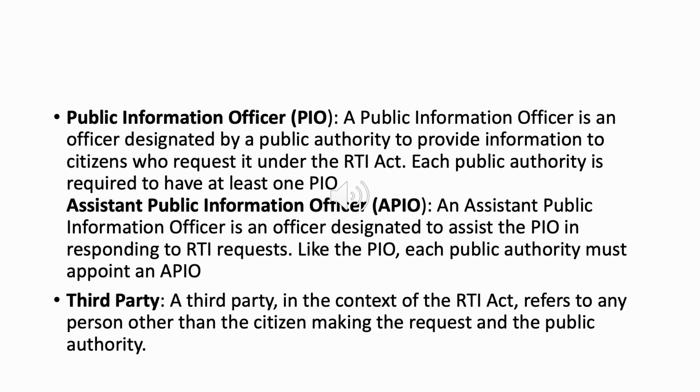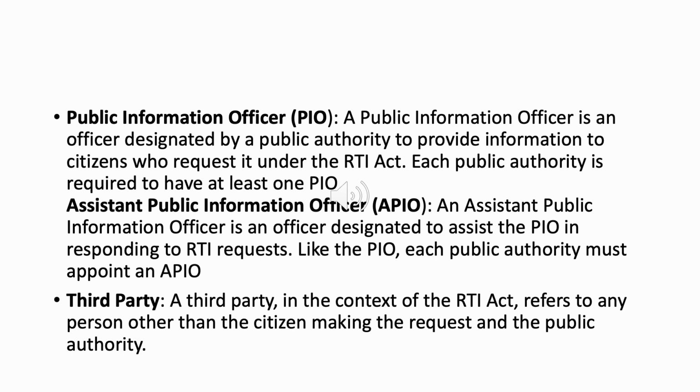Next is Public Information Officer, PIO in short form. Now, a Public Information Officer is an officer designated by a public authority to provide information to citizens who request it under the RTI Act. Each public authority is required to have at least one PIO. So, the requirement of at least one PIO is necessary. Assistant Public Information Officer, APIO. An Assistant Public Information Officer is an officer designated to assist the PIO in responding to the RTI request. Likewise, the PIO, each public authority must appoint an APIO.